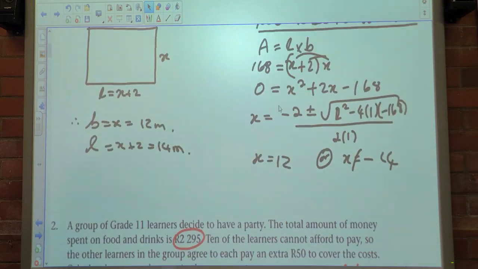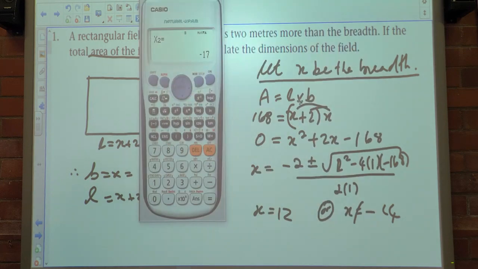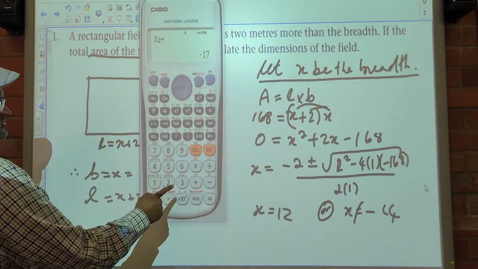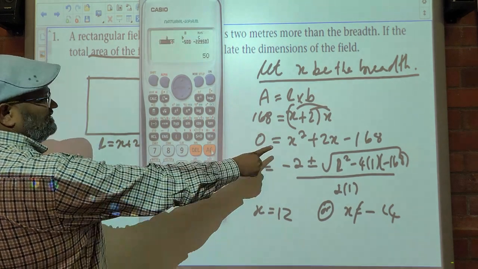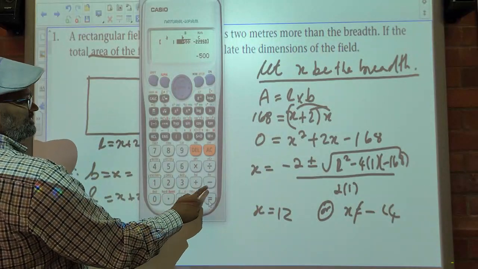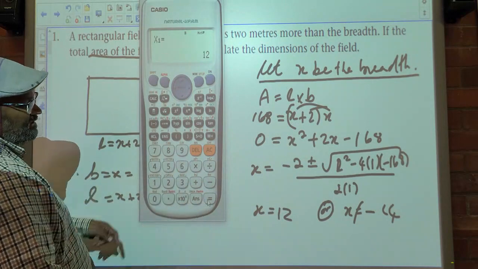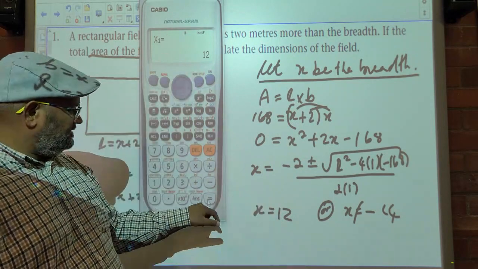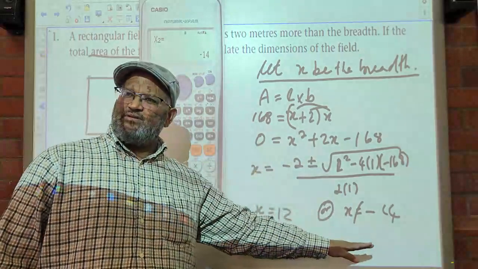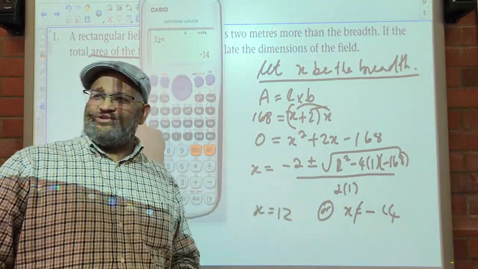Okay. People, I could have done this here as well. Let me just show you. Because that one's already worked out, so it makes sense to have done it there first. There's a 1 in front of x squared, so it's 1. Then you have 2 as your b value and negative 168. The answer is 12 and negative 14. You got the same calculator? Yes. Nice, you can use it, okay.